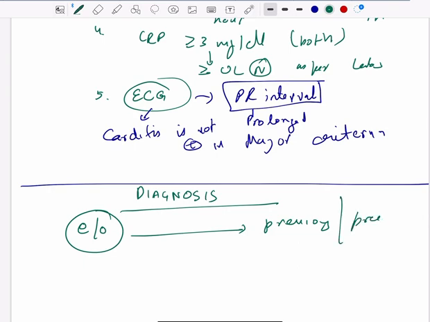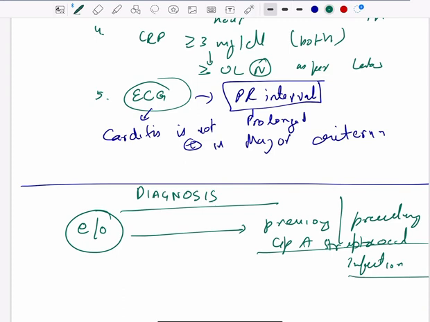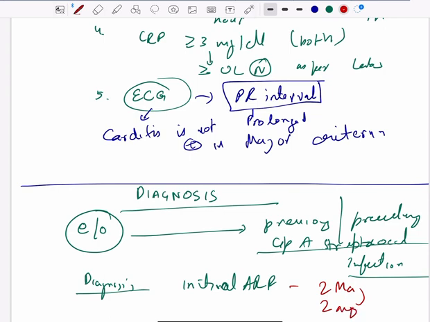or preceding group A streptococcal infection. So you need to ask the history also, ask the patient about any history of pharyngitis or sore throat in childhood. Then, for the diagnosis, when you consider initial ARF, you will see two major manifestations, or one major, sorry, it's my mistake, it's one major plus two minor.